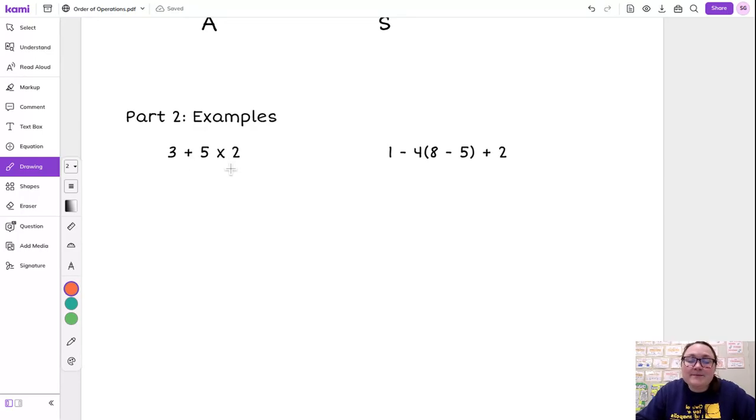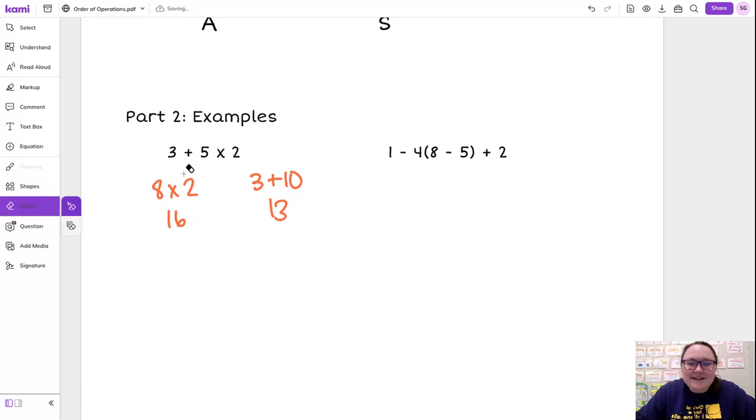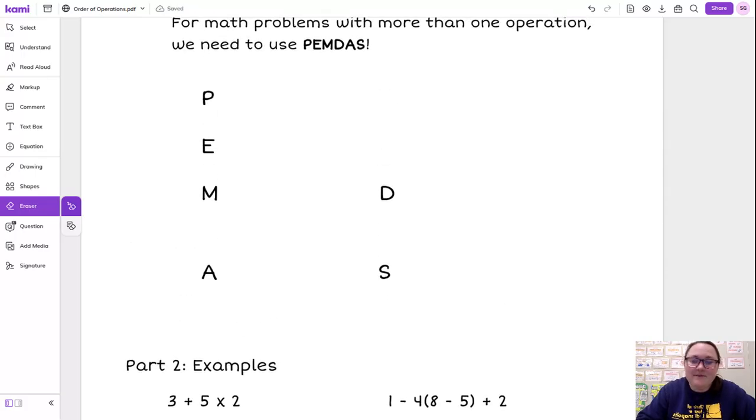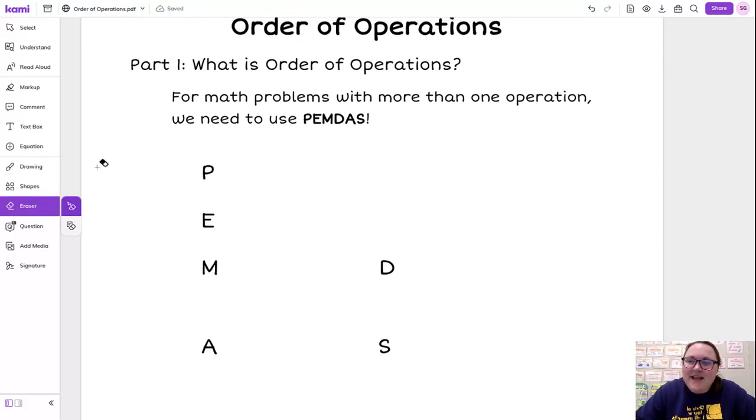Order of operations is important because depending on the order you do the math, you can get different answers. For example, for this problem here, if I add first, 3 plus 5 is 8, 8 times 2 gives me 16. But if I multiply first, 5 times 2 is 10, and 10 plus 3 is 13. So we see we get different answers depending on the order we do the problem. And today's lesson is all about the correct order we always need to do these problems.